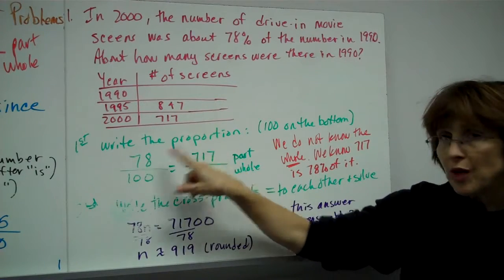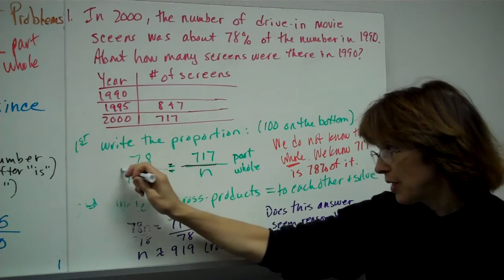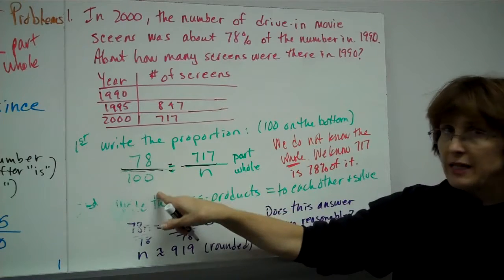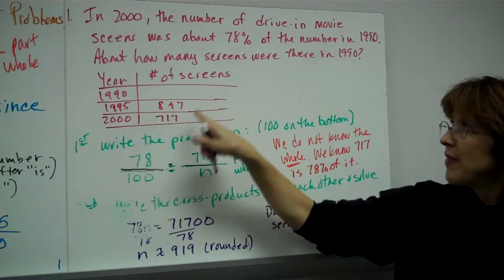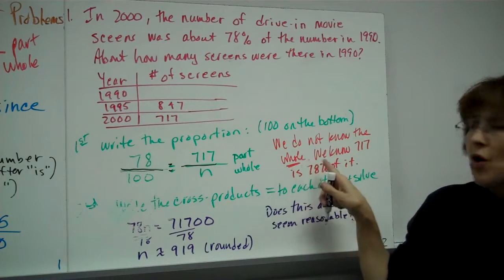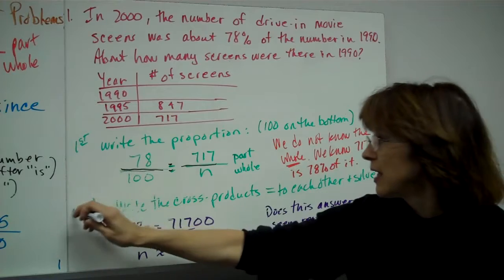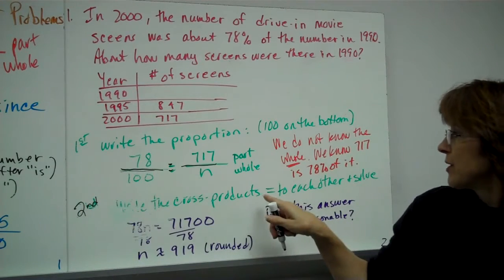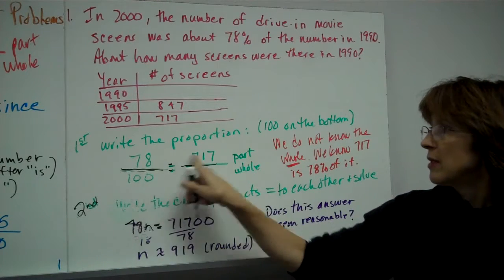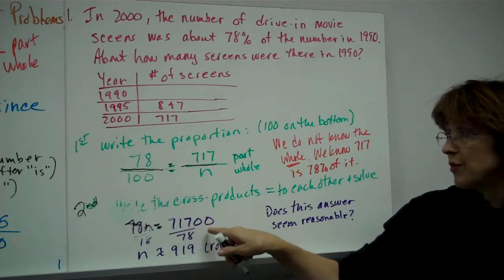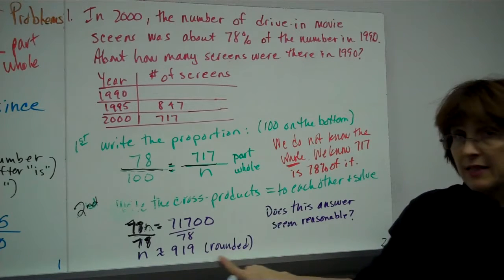Okay, so first you write your proportion, write down your skeleton, which is just the bar equals the bar. And you know the 78%, you'd write that down first, that's easy. Then you got to figure out, well, I know 717 in 2000, and that's going to be the part. We don't know the whole. We don't know how many total there were in 1990, and that's going to be the whole, so that's where your n goes. Then the second thing, you write the cross products equal to each other. So you write that 78 times the n is going to equal this times this, which is 717 with two zeros after. Then you divide by the 78, and you end up with about 919. And that's it rounded.